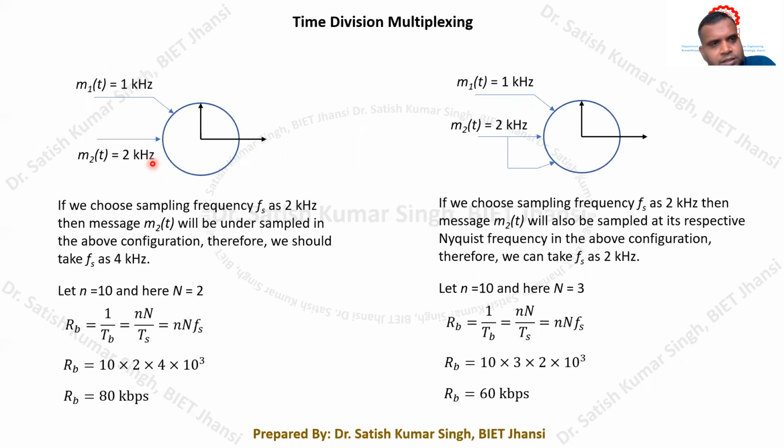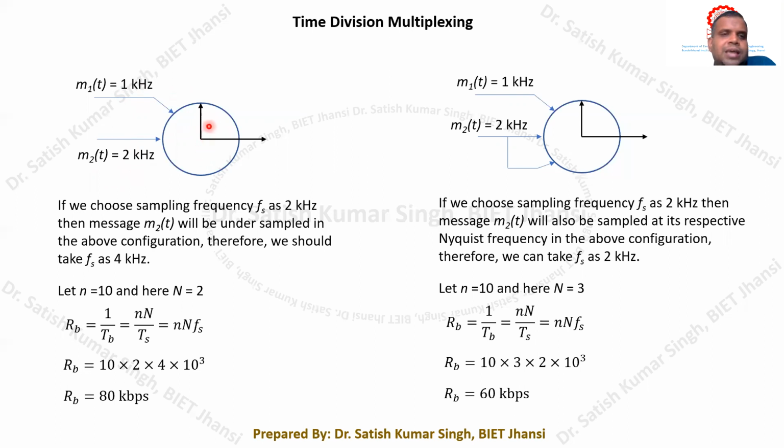But now the situation is when m1(t) has 1 kilohertz and m2(t) has 2 kilohertz. Then we have to think about what the sampling frequency should be, because the two message signals have two different maximum frequency components. If you go for m1(t), it has 1 kilohertz, so the corresponding Nyquist frequency will be 2 kilohertz. But if this commutator is rotating with 2 kilohertz sampling frequency, then m2(t) has its Nyquist frequency equal to 4 kilohertz.